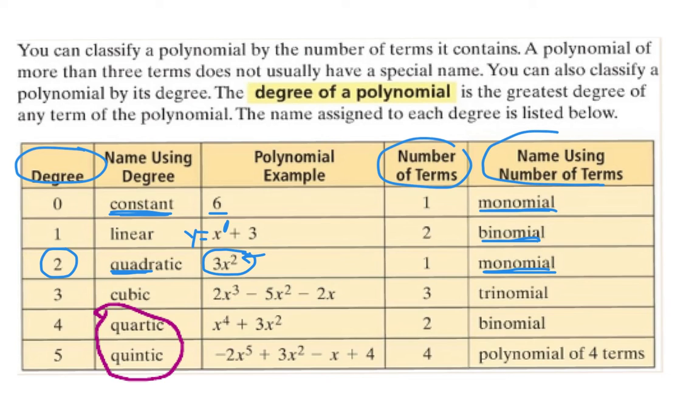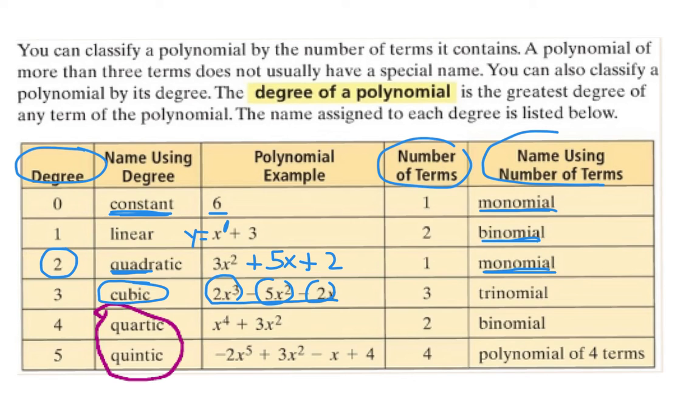You might have a 3x squared plus 5x plus 2. That would be a quadratic trinomial. So classified in 2 different ways, by the degree and by the number of terms. If it's an x to the third, we call that a cubic polynomial. In this case, a cubic trinomial, because there's 1, 2, 3 terms.